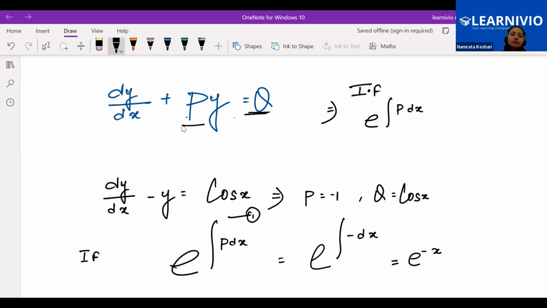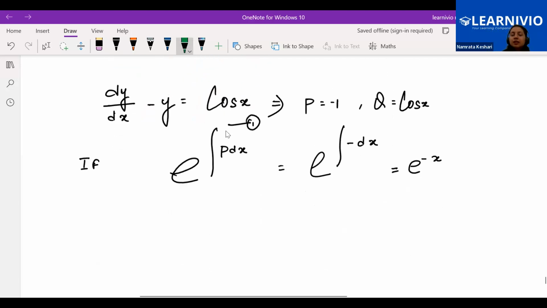Let me check which method will be easier for you. One of the methods I am showing you is that we multiply the integrating factor on both sides, and we will end up having this one. dy/dx e to the power minus x minus e to the power minus x y is equal to e to the power minus x cos x.